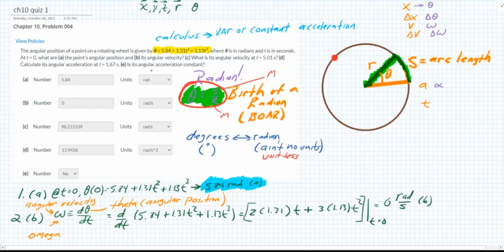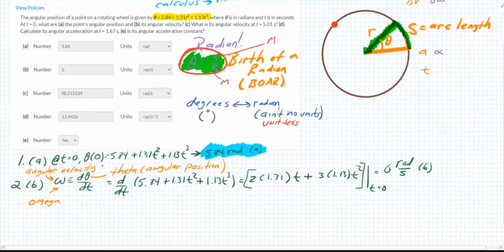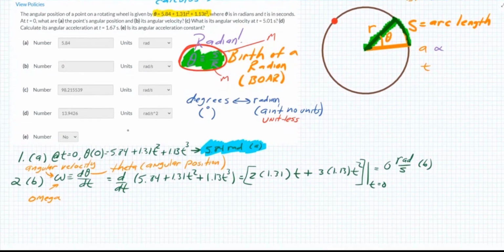And I guess we're just worrying about position and velocity at this point. Oh, no, we're going to get to angular acceleration. What is the angular velocity at 5.01 seconds? Let me just highlight this. Just evaluate your velocity function at some time value other than 0, and that's going to be quick and easy work.